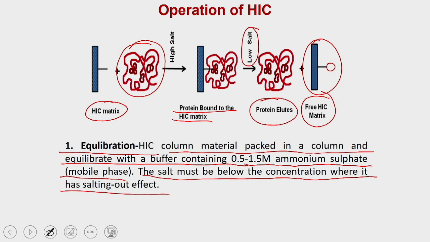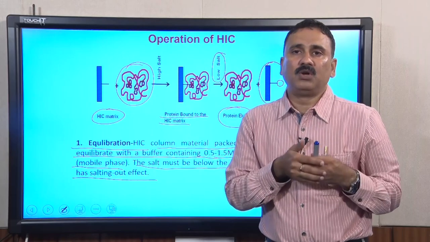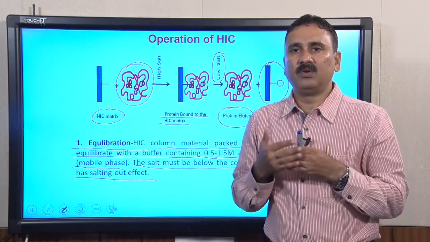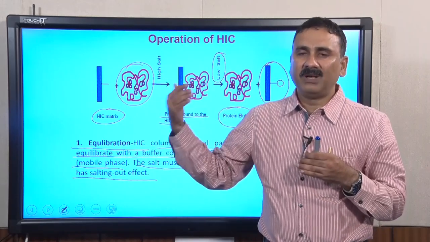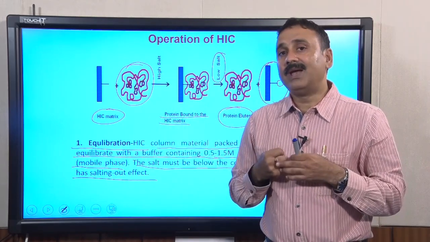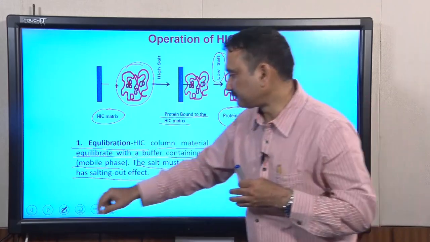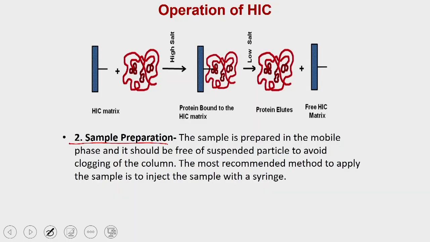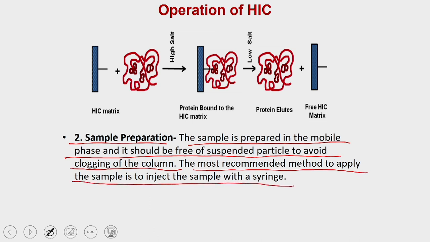So, you have to use a high concentration of ammonium sulfate, but it should not be so high that it precipitates the protein, because otherwise the protein will be precipitated and will not be available for interaction with the ligands present on the beads. Now, in the second step, you prepare the sample. The sample is prepared in the mobile phase and it should be free of suspended particles to avoid clogging of the column. The most recommended method to apply the sample is to inject it with a syringe.